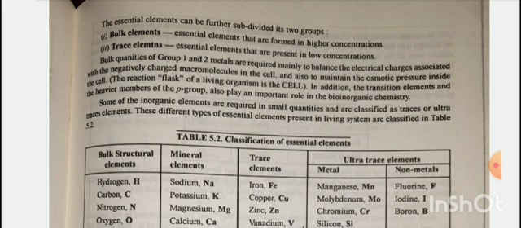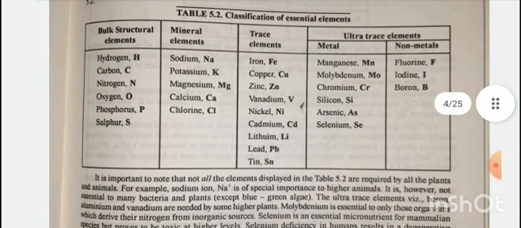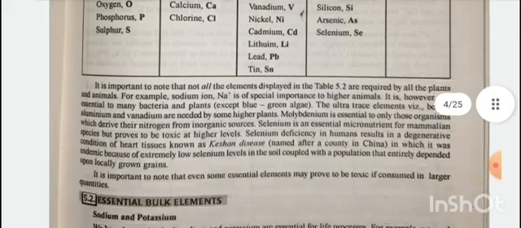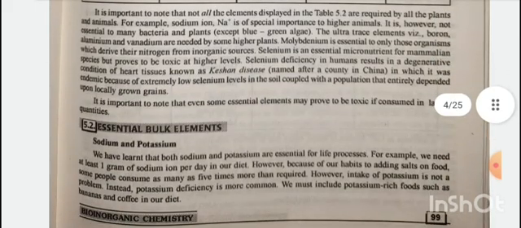The reaction flask of a given living organism is the cell. In addition, the transition elements, the heavier members of the p group, also play an important role in bioinorganic chemistry. Some of the inorganic elements are required in small quantities and are classified as trace or ultra trace elements. These different types of essential elements present in the living system are classified in Table 5.2. It is important to note that all the elements displayed in Table 5.2 are required by plants and animals.